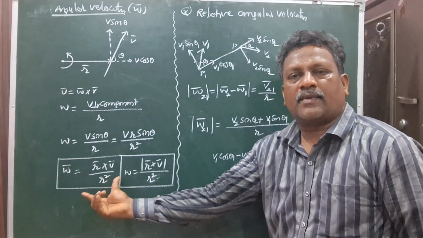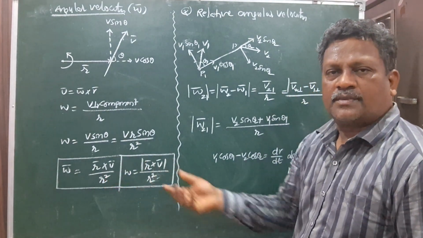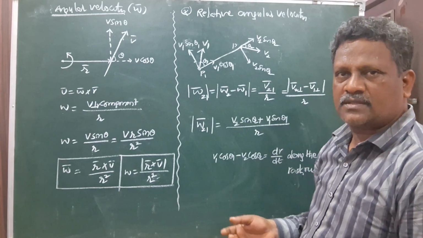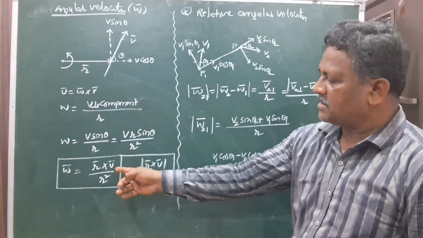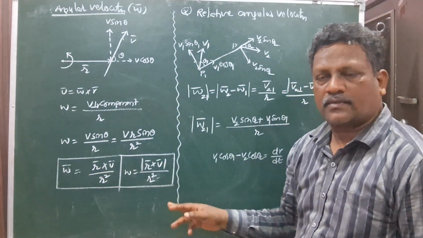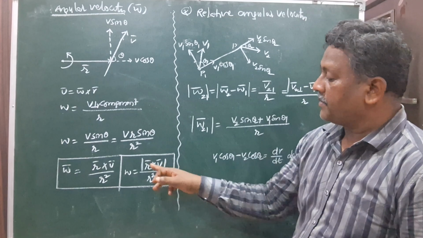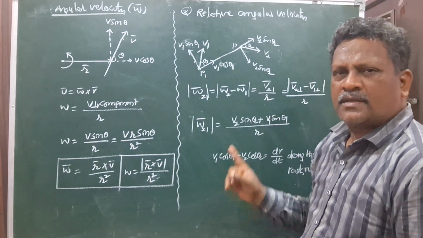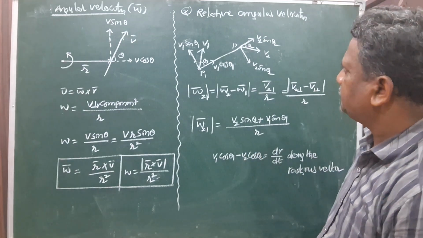The general form of angular velocity in terms of linear velocity and radius vector about an axis is given by this formula: omega bar is equal to r bar cross v bar upon r square, or in magnitude, mod of r bar cross v bar by r square. And see another small application.